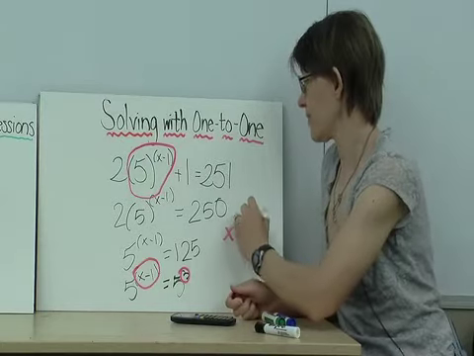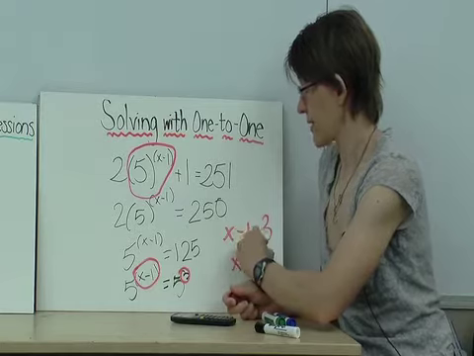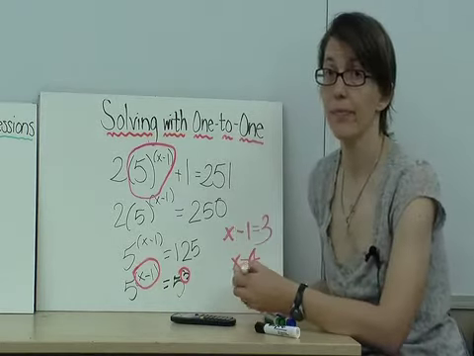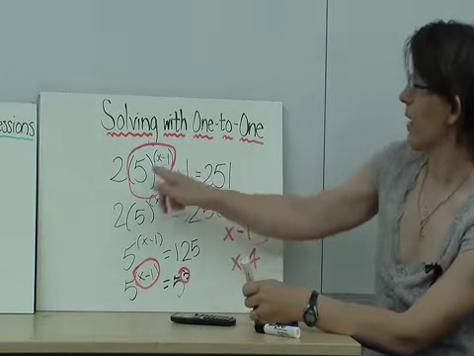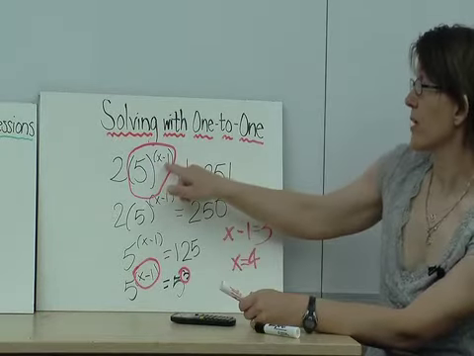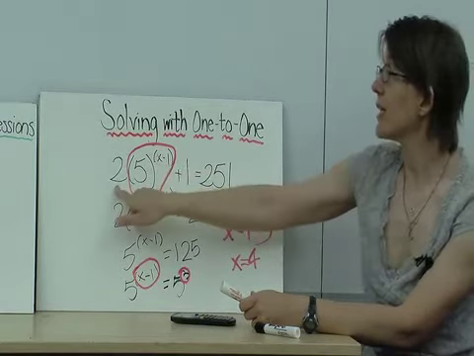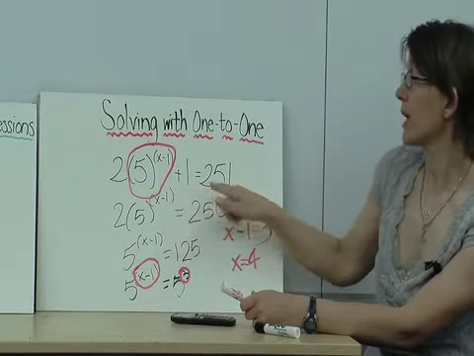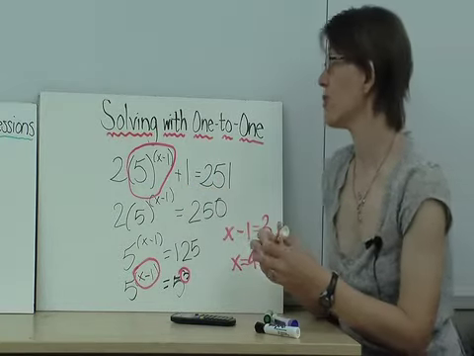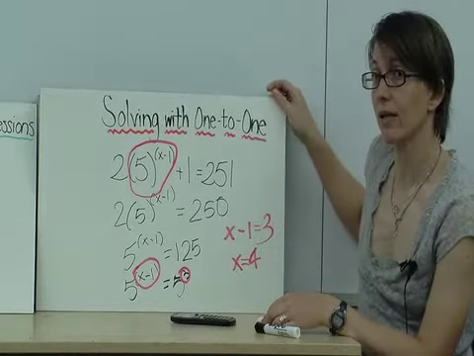x minus 1 equals 3. And so x is equal to 4. So our final answer here is that x equals 4. I can substitute this in. 4 minus 1 is 3. 5 to the third is 125, times 2 is 250, plus 1 gives me that answer of 251. So that is the one-to-one property.